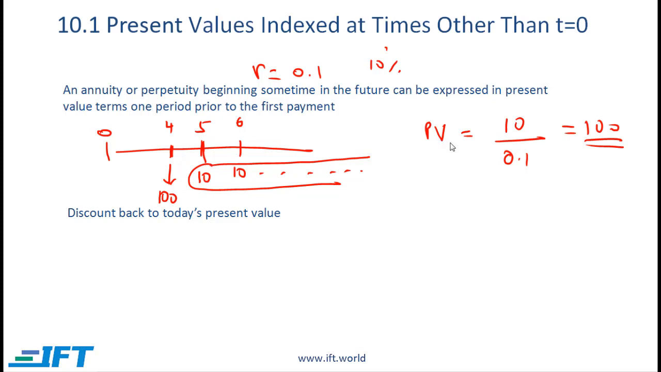In other words, present value at the end of year 4 is equal to 10 over 0.1, where the first payment of 10 is happening at the end of year 5. So what then is the present value at time 0? That will simply be the discounted value of 100. So present value at time 0 will be equal to 100 discounted back to time 0, which would be 100 divided by 1.1 to the power of 4. Power of 4 because this 100 is being taken back 4 periods.